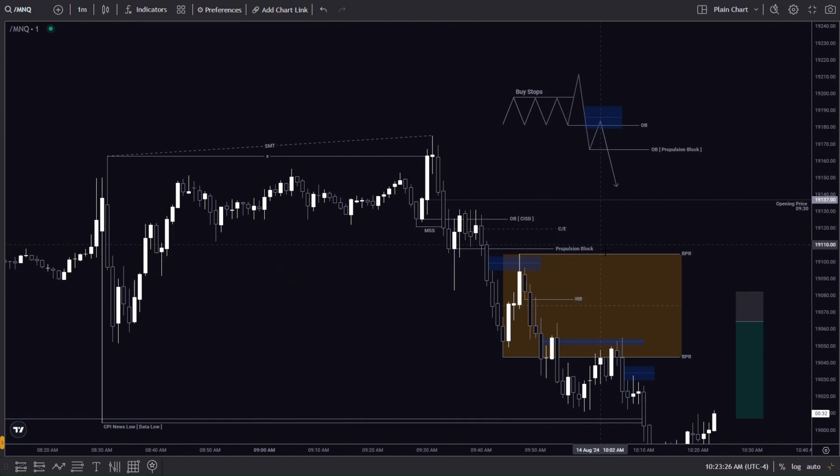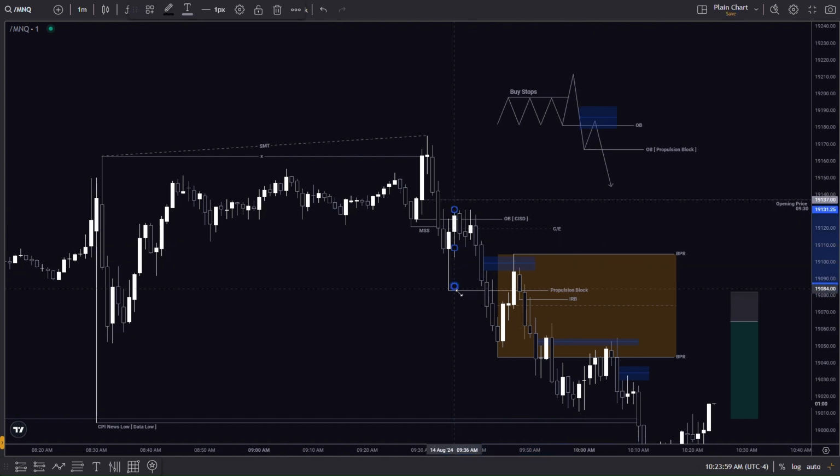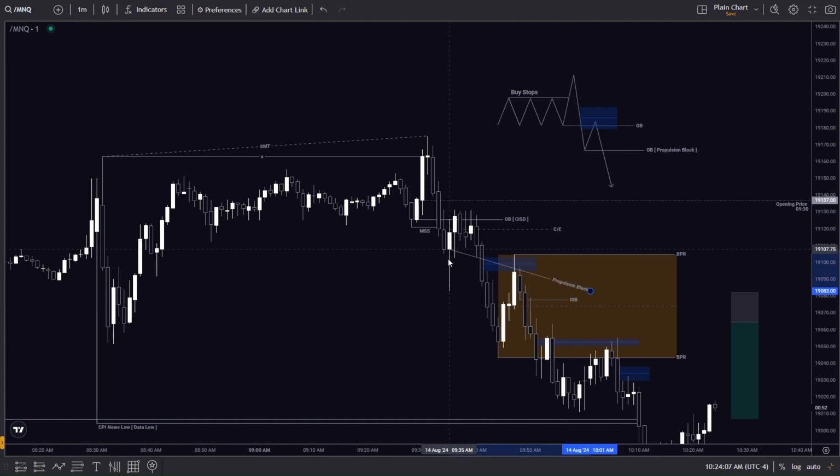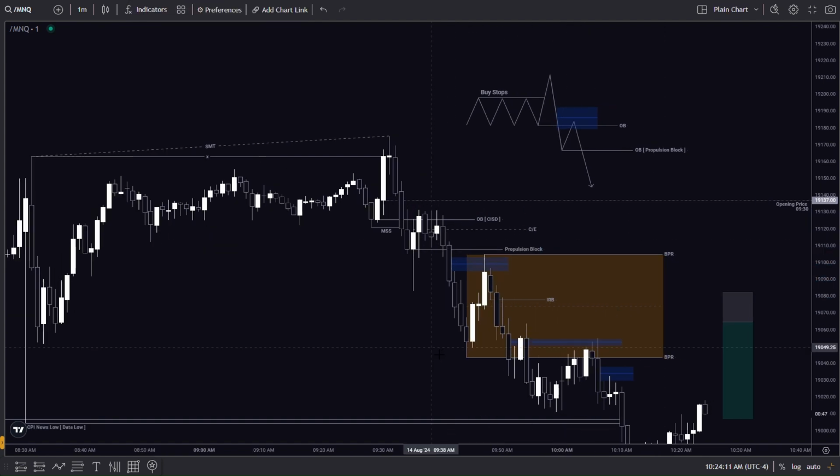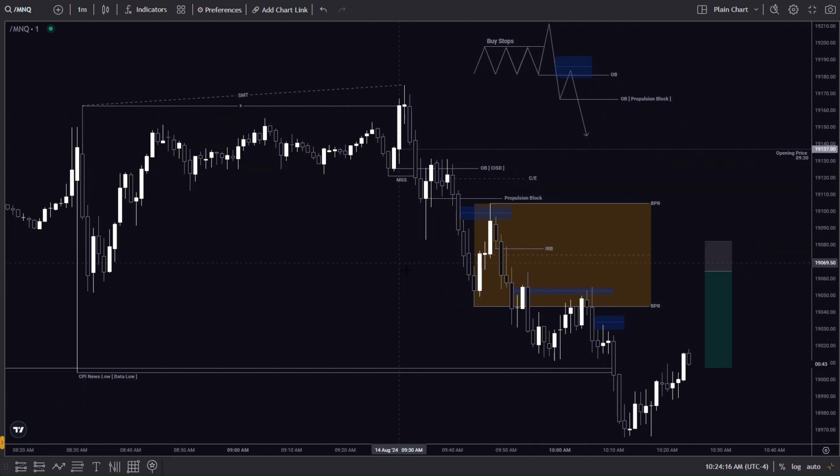So in this case, we never tap into the propulsion block, and we never tap into consequent encroachment. But if you like using the wicks, because you can use the wicks of the body, but me personally, I like using the body. So if I use the body, we never tap back into the propulsion block. But if you use the wicks, then we do tap into the propulsion block here, right? If you were to use the wicks, we did tap into the propulsion block, and not only that, but we never tapped the consequent encroachment of it, right? So either way, however you want to use it. So that was just like how I gauged order flow during this trade.